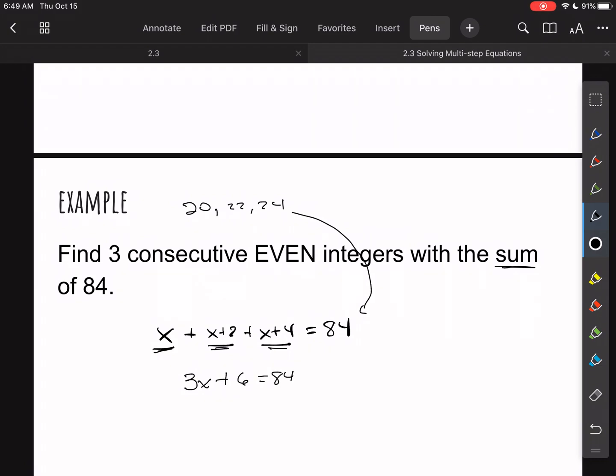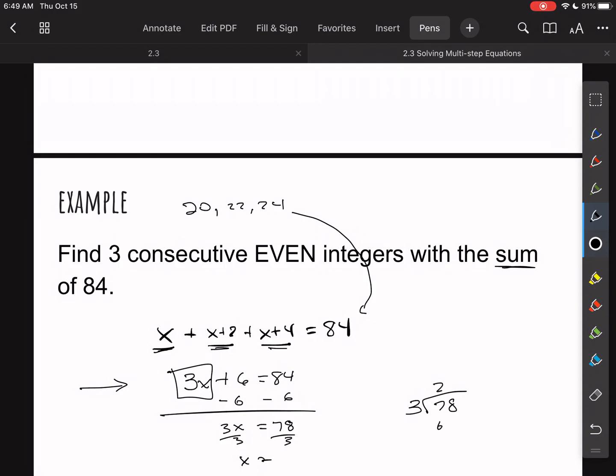Now this looks like every other equation that we've been dealing with this lesson. So we have to isolate our variable by getting rid of the 6 from both sides. What is that? That comes out to 78, I believe, equals 3x. Then we have to divide both sides by 3 to get x by itself, right? So x is equal to, let's take 3 into 78. That goes in 2 times. We're left with 1. Bring down our 8. 3 goes into 18 6 times. So it looks like x is equal to 26.